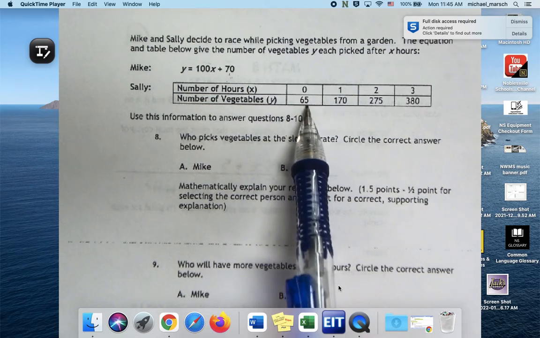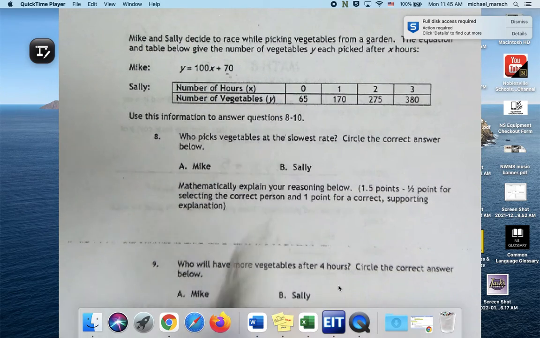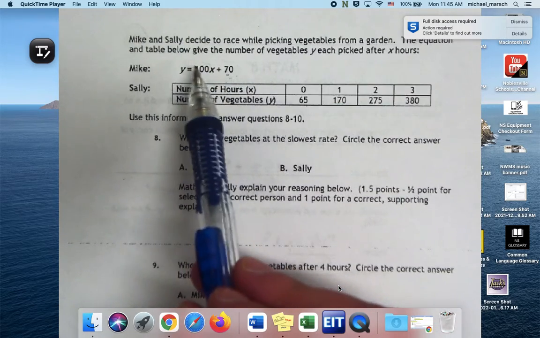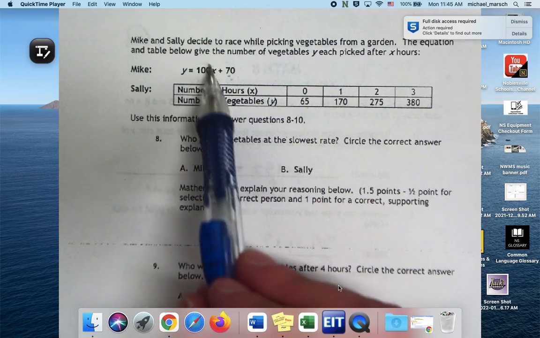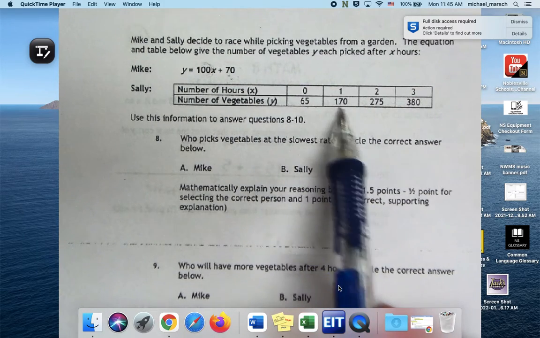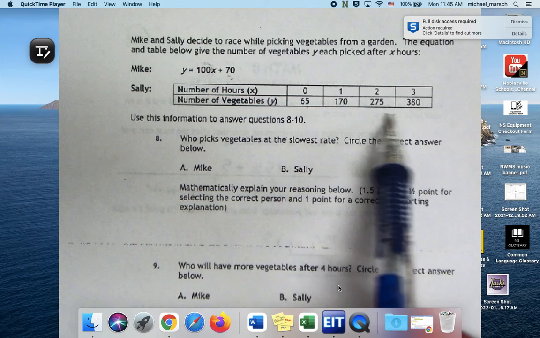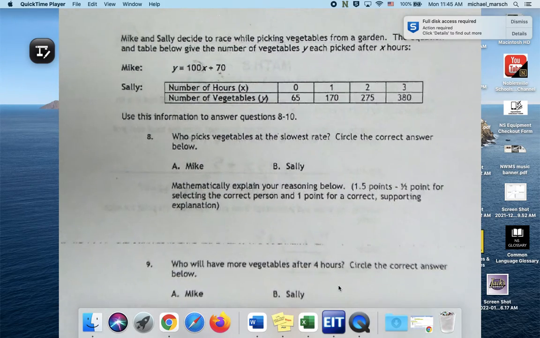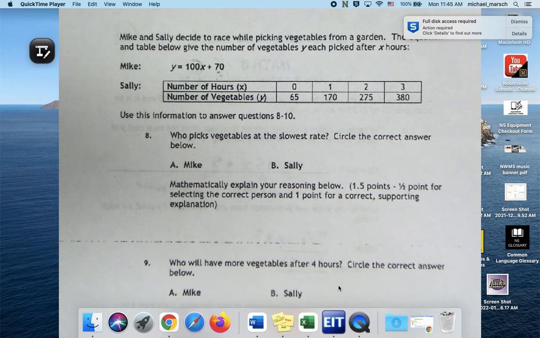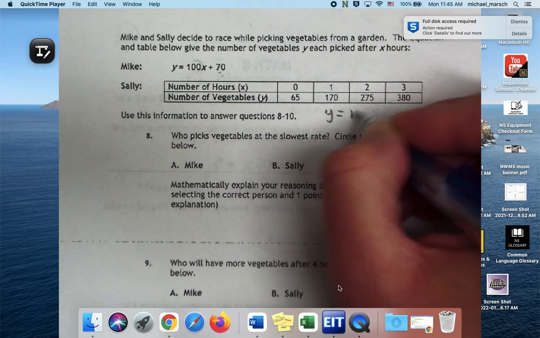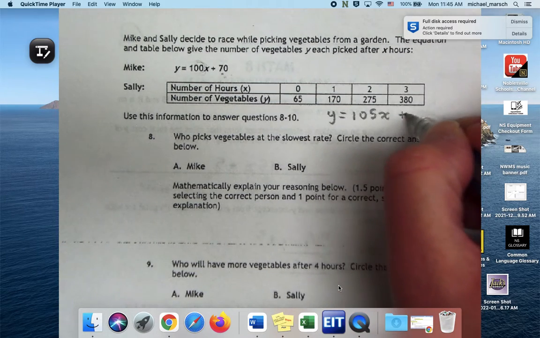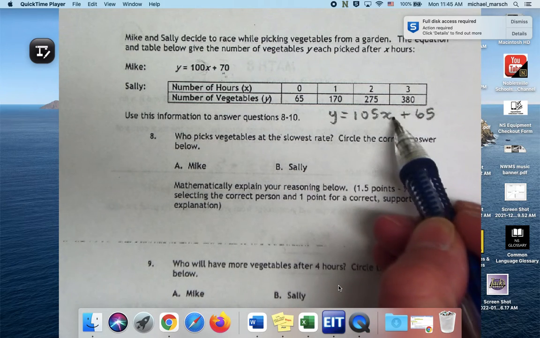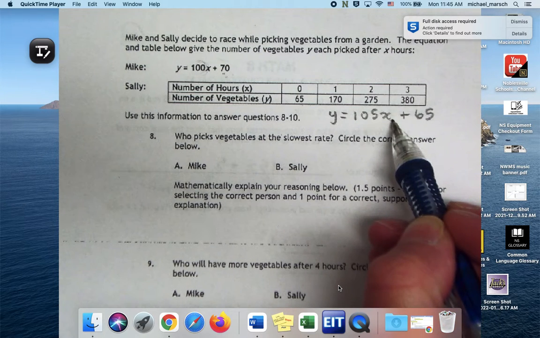So we know that they started out with a certain number of vegetables before they started racing to pick them. This is our repeating number. That tells us how many vegetables Mike picked per hour, and we have to figure out how many Sally picked per hour. We need to create an equation for Sally. Somebody give me the equation you created for Sally. Carmen? 105x plus 65, right? Don't forget that x. Because this is 105 vegetables per hour, right?